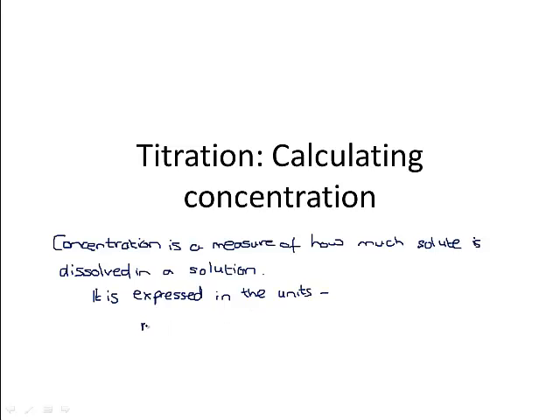The first one is moles per decimeter cubed, and the second one is grams per decimeter cubed. And by far the most common of these to be used in chemistry and calculations is moles per decimeter cubed.